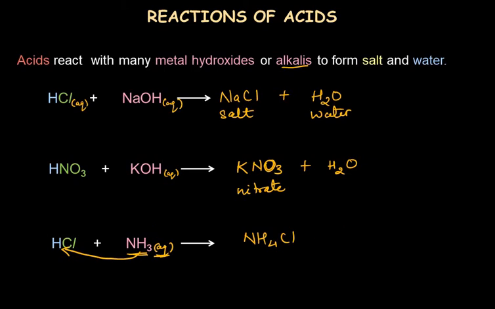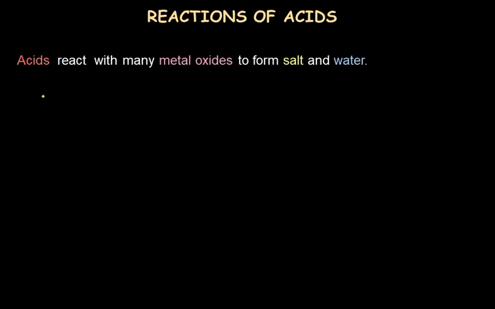We are not writing hydroxide here, so I'm not showing the water formed. So the salt formed will be the chloride salt with ammonia, that is ammonium chloride. Another reaction of acid is the acids with the metal oxides. Now we know that all the metal oxides are basic in nature. So the metal oxides can react with the acid to neutralize it and form salt and water.